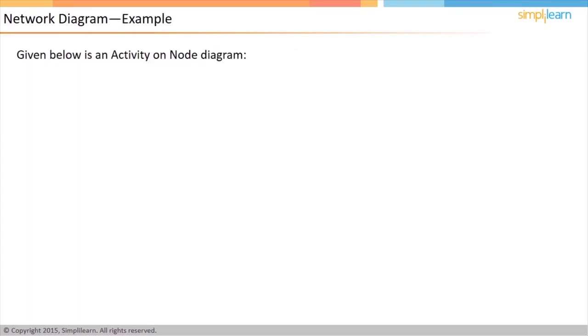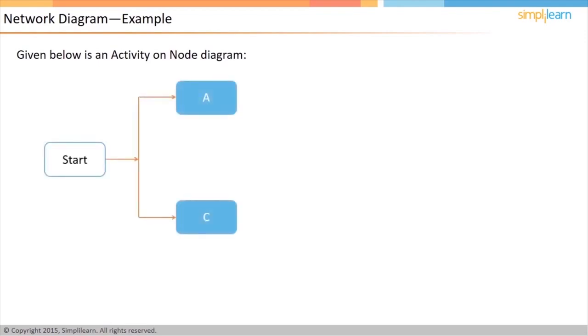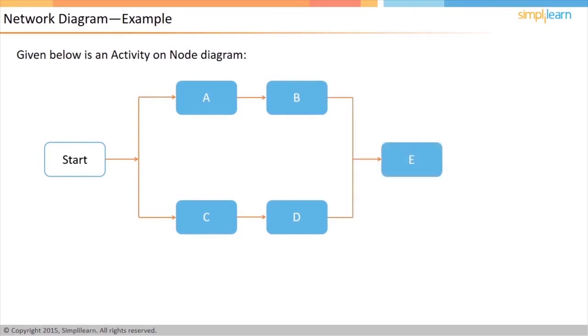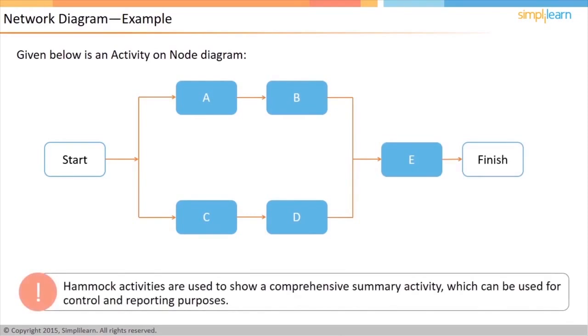A sample network diagram is shown on the screen. Activities A and C can happen in parallel. B and D require both A and C to complete, whereas E requires both B and D to complete. Activity on arrow network diagram makes use of hammock activities. They are used to show a comprehensive summary activity combining several other activities underneath for control and reporting purposes.